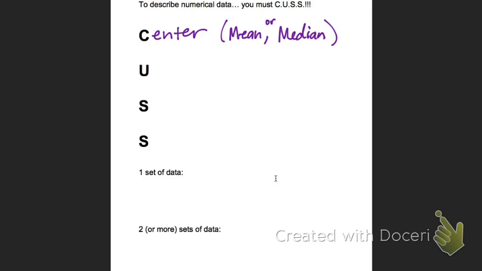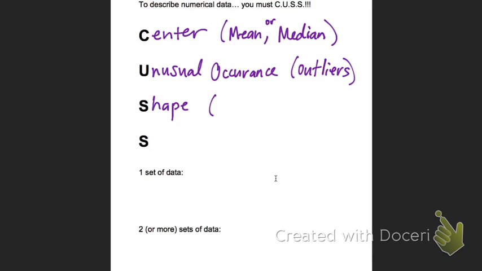The second thing that we're going to talk about is an unusual occurrence, which would be any outliers. The first S stands for shape. So I'm going to say whether it's left or right skewed, or I could say that it's symmetrical.